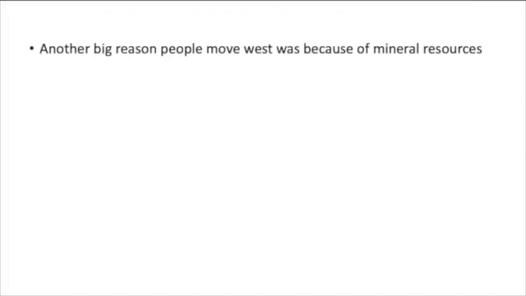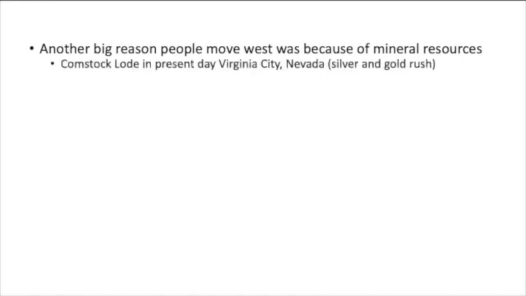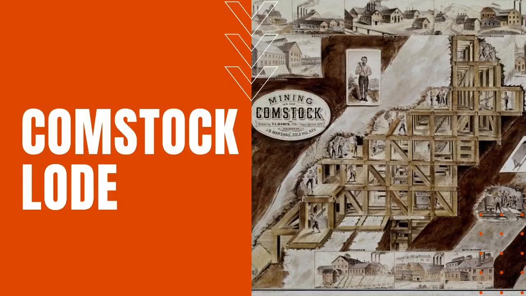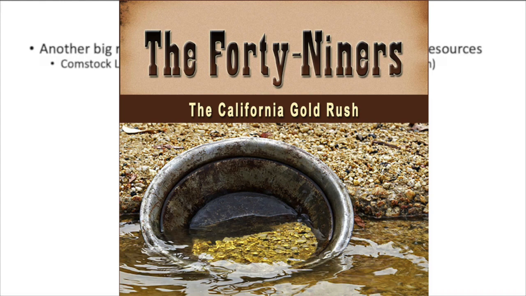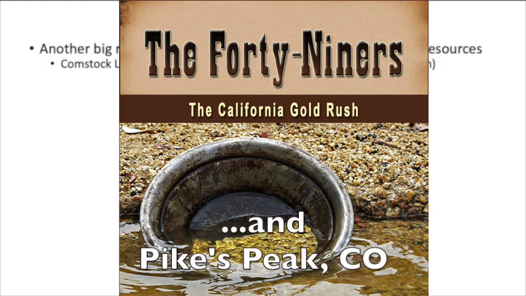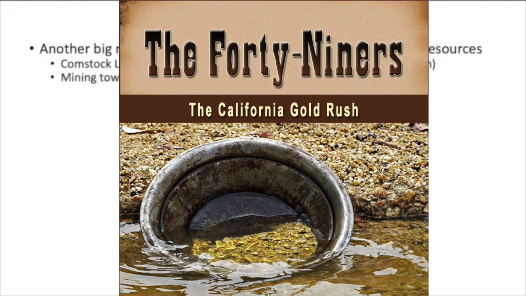Another big reason people moved west was because of mineral resources. Comstock Lode in present-day Virginia City, Nevada, was a site of a silver and gold rush, also named after Henry Comstock, who was the founder. Of course, earlier there was the California Gold Rush. There was also Pikes Peak in Colorado, where gold was discovered.